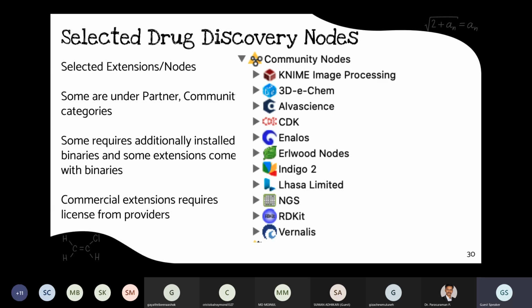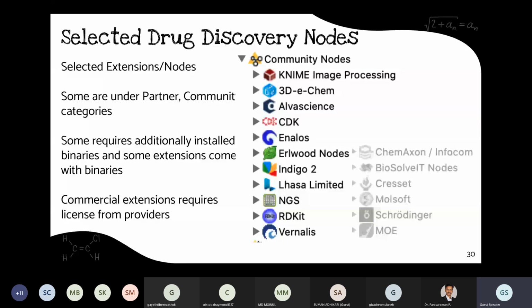Now let us go through some of the selected drug discovery nodes. You have 3D EChem, Alva Science is paid, then CDK, NLOs, Earlwood, Indigo, Lhasa Limited. If you want to do some next gen sequencing, RDKit, Vernalis, these are the selected drug discovery nodes available. And some of the commercial drug discovery nodes are Chemaxon. Of course, Chemaxon has its Marvin Sketch, Marvin View free of cost, but others like JChem, cartridges, they're paid. Biosolve IT, some of the nodes are free, but for docking, virtual screening, chemical space exploration, it's paid. For Crescent, all the nodes are paid. Molsoft, all the nodes are paid. For Schrodinger, some of the 2D to 3D converters are free, but most of them are paid. And MOU is also paid. So these are all commercial nodes. The ones which are colored are all open source nodes.